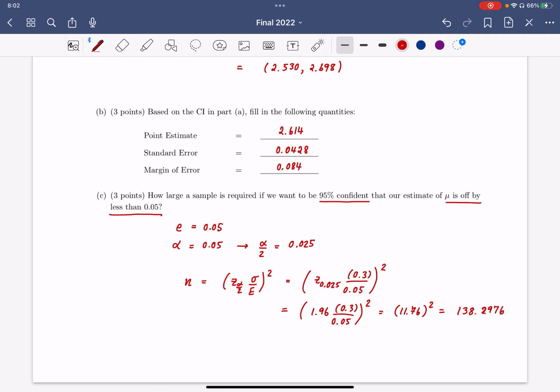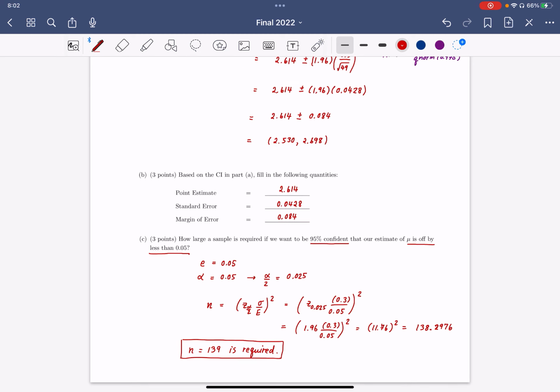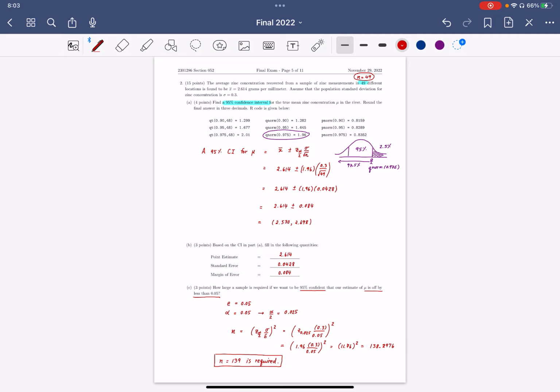So squaring 11.76, you get 138.2976. Well, we cannot draw a sample with decimals, so we have to round it up to an integer. So n equal to 139 is required. Basically, whatever you get, as we learned in class, you need to round it up. All right, so done with the first question. All right, next one.